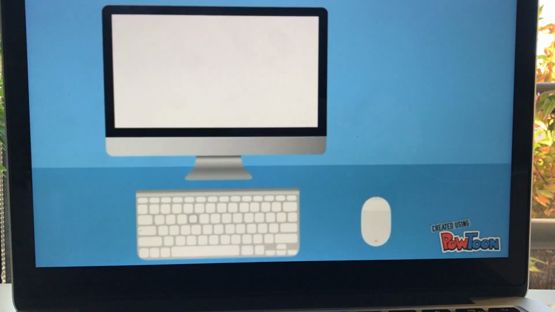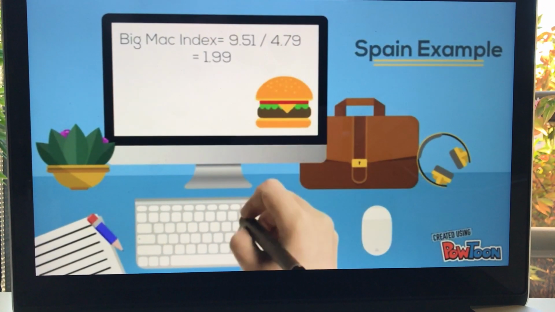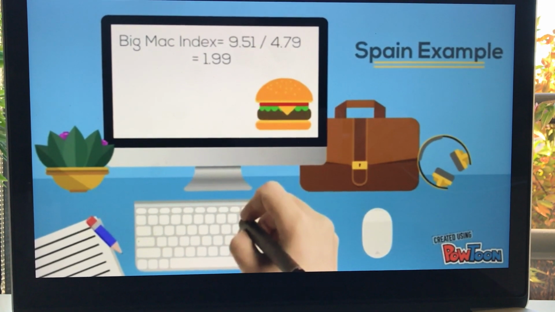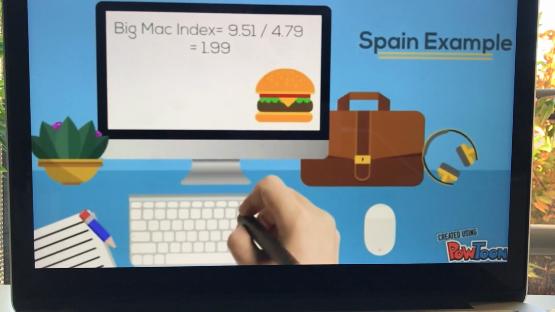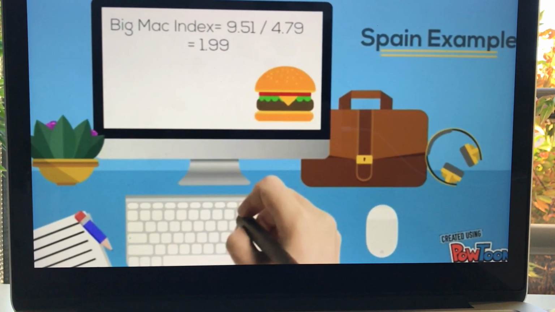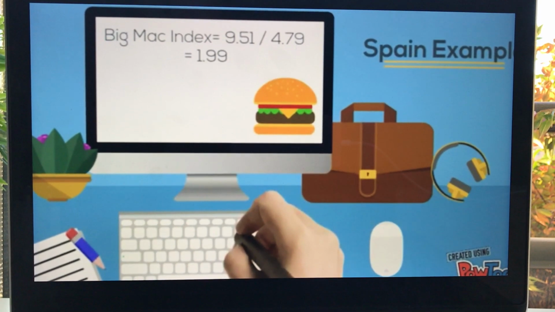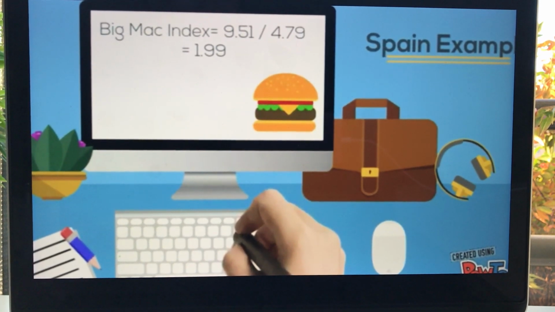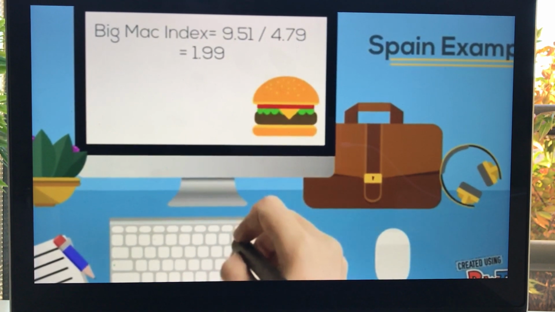To calculate the Big Mac index of Spain, we take the price of a Big Mac in Spain, which is $9.51, and we divide it by the price of a Big Mac in America, which is $4.79. The number that we get is 1.99, and as stated before, this means that the currency, which is the euro, is currently overvalued against the dollar.